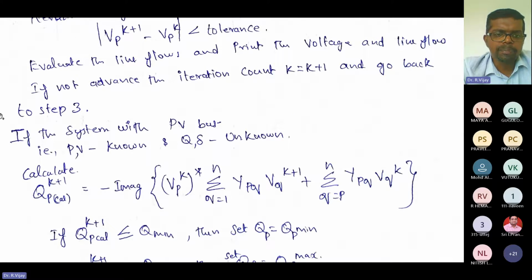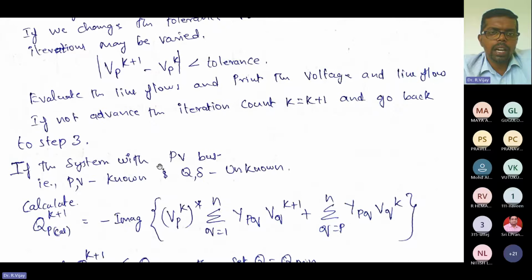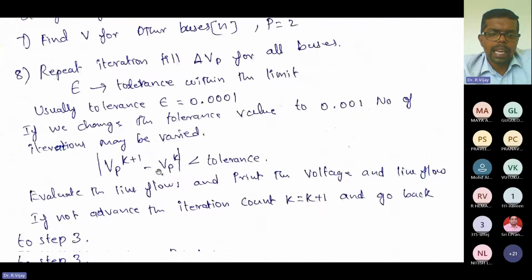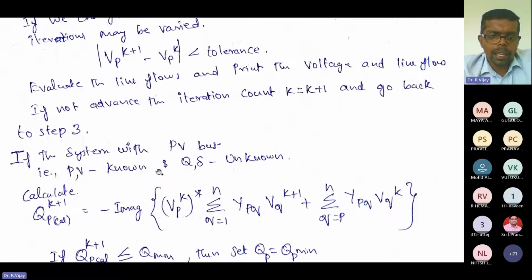Next, the same thing you did for the real power, you need to calculate for the reactive power also. Calculate QP calculated K plus 1 is equal to minus imaginary of VP K star summation Q is equal to 1 to N YPQ VQ K plus 1 plus summation Q is equal to P up to N YPQ VQ K. So up to this, you need to calculate QP K plus 1.